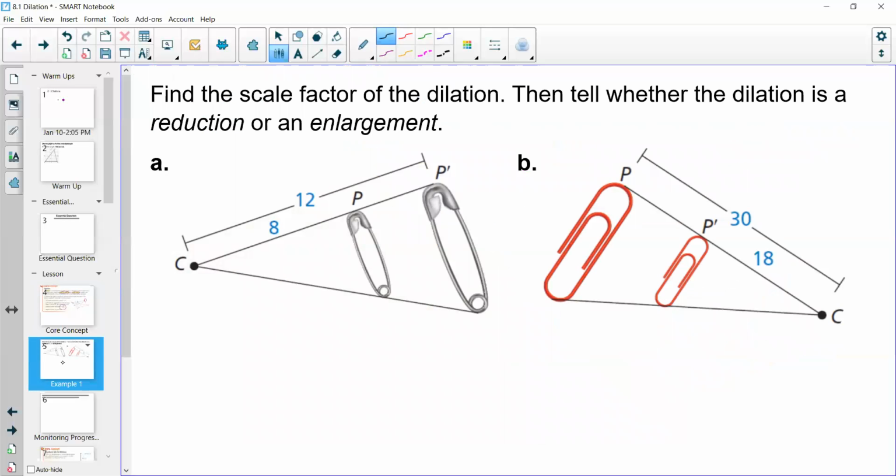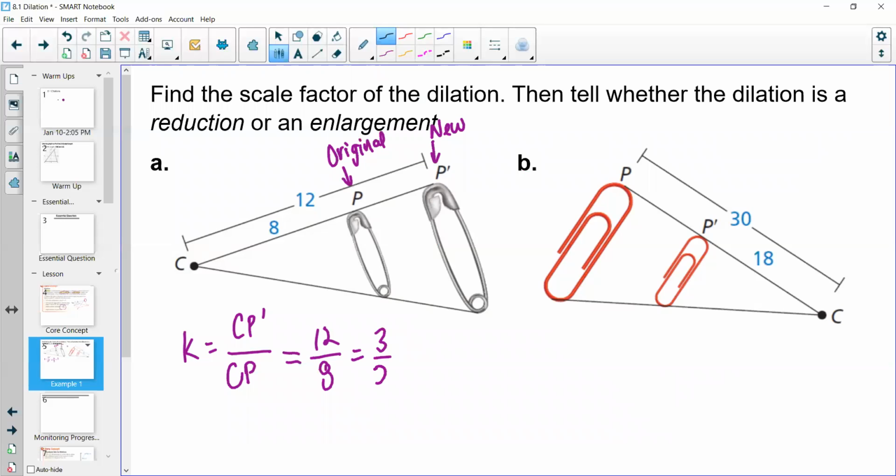So first, let's talk about how we can find the scale factor of dilation and then decide whether it's a reduction or an enlargement. Remember that this one here is going to be our original, and the prime means that it's our new one. So again, how can we figure out that scale factor? Well, a scale factor is going to be from our center point to our new one, divided by the center point to the original one. Let's take a look at the example of this one. We've got our center point to our new one, which is 12, and we want to divide it by our center point to our original one, which is 8. Now we can simplify this, and we see that our scale factor is 3/2. Now if our scale factor is bigger than 1, then that means that it's an enlargement.